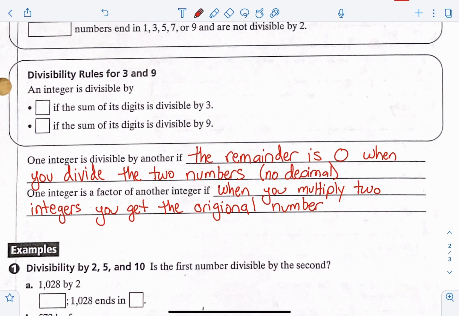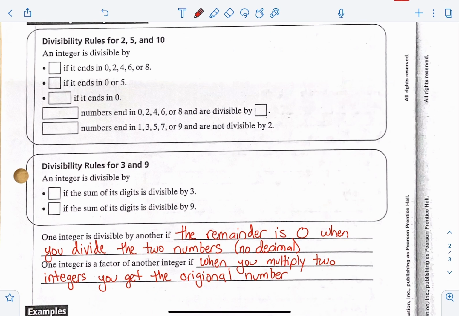All right, we're going to go back up to the rules. I'll leave it so you can still see that if you didn't finish writing those out yet. There are different divisibility rules for 2, 5, and 10 versus 3 and 9. So make sure that you take note that these are different types of rules. The ones that work for 2, 5, and 10 do not work for 3 and 9.